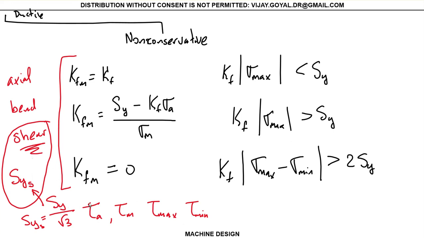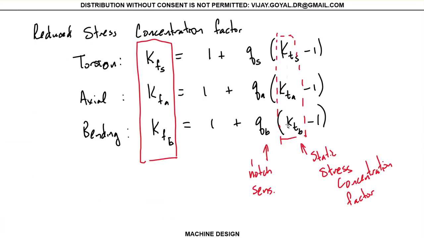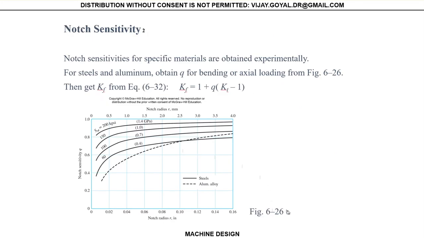So how do I find this? We know from the charts how I find this, right? We already did this in the previous topic. Now, if I knew this, then I can find this. And this is very easy. This is found from your charts, figure 6.26 in your textbook. And what you do is you can come here. This is good for bending or axial loading. And these are for steels, and this is for aluminum alloy.